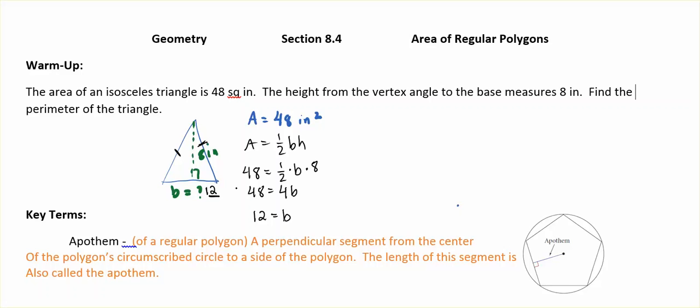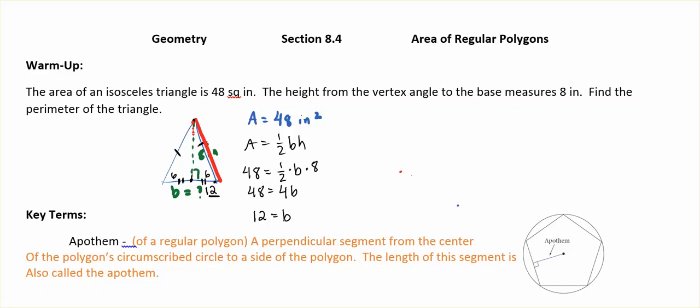Now, remember that in an isosceles triangle, the height here is also the angle bisector, which is also the altitude and the median. So that base segment has been bisected, creating two congruent subsegments. If this is 12, then this is 6 and this is 6. Now, figure out the length of this side here.